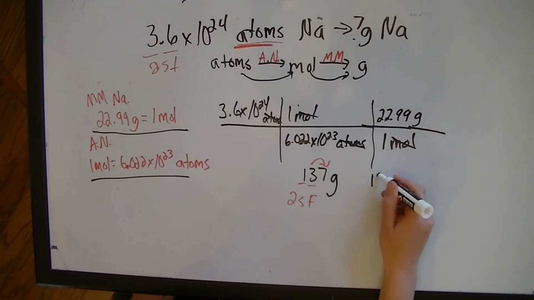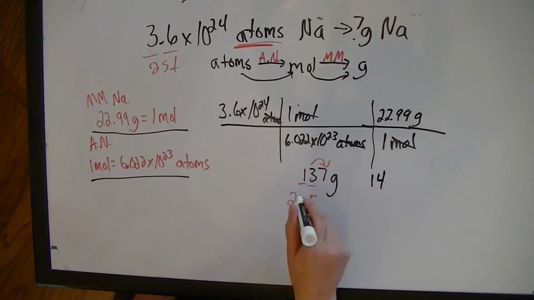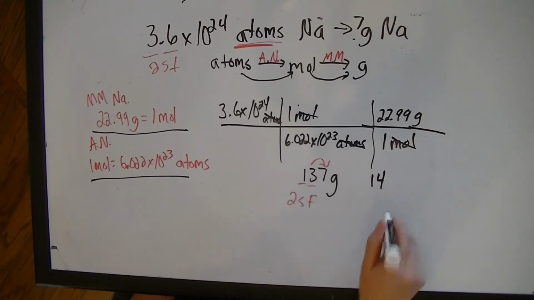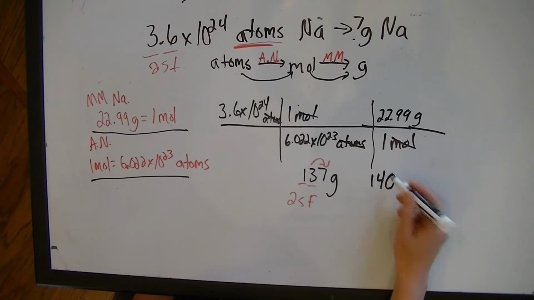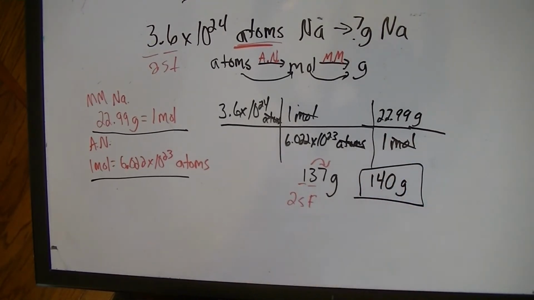So it's going to be 1, 4, but I can't stop there because I can't go from 130 something down to 14. So I need a placeholder for where that 7 was that does not count as a significant figure, and the only number that doesn't count is 0. So 140 grams to 2 significant figures will be the correct answer.